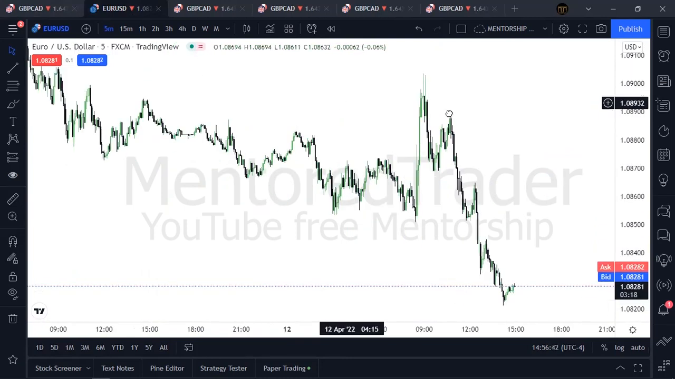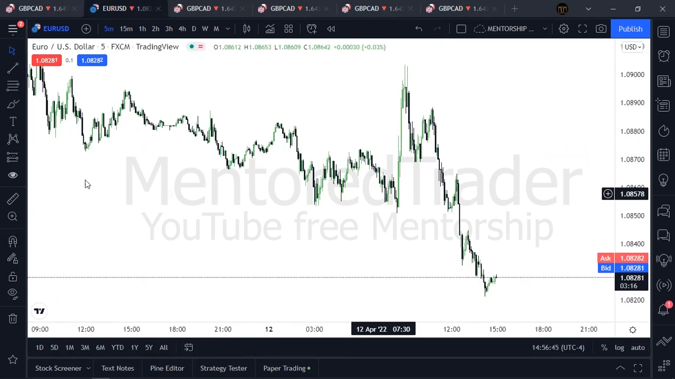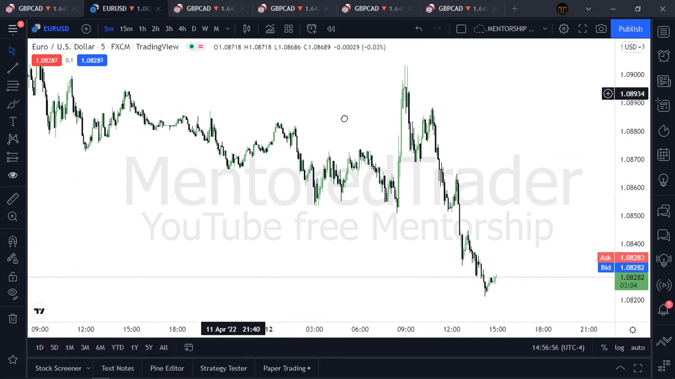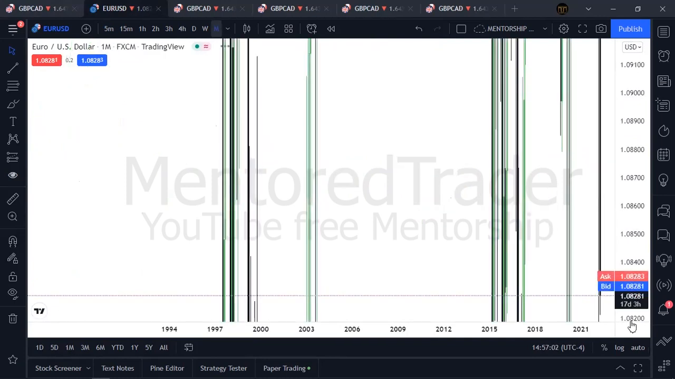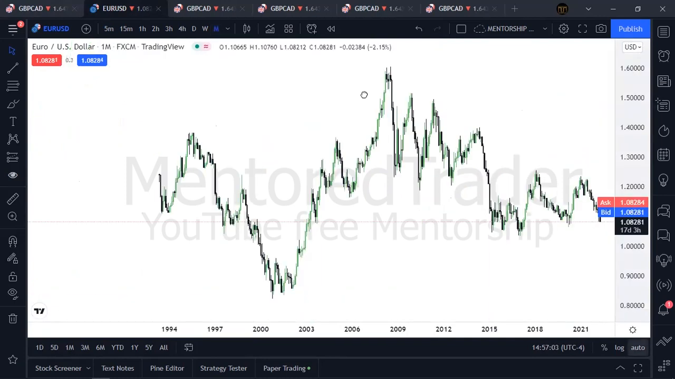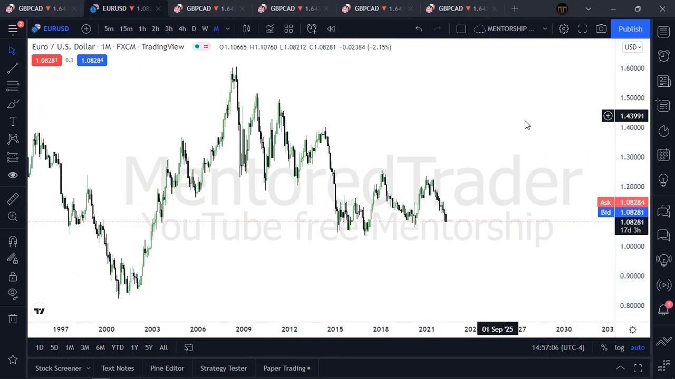What are we going to look at? We're going to look for the price range between January 2020 and January 2021. This analysis will rely on the higher time frame, which is the monthly chart. Now look at these things.